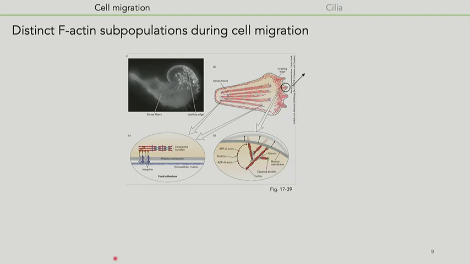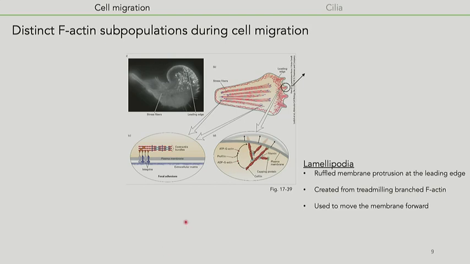As I mentioned, there are distinct populations or distinct structures built by F actin that are absolutely required for cell migration, at least within this 2D context. Okay, so the three to know about are lamellipodia. Lamellipodia are at the leading edge of these migrating cells. It looks like a large ruffled extension of the membrane in front. And this is built by that actin nucleator we talked about, the ARP2-3 complex. Remember from our discussion about the introduction to the cytoskeleton that ARP2-3 nucleates branched actin networks. So at this leading edge, you have this really dense branched actin mesh that is pushing the membrane forward.